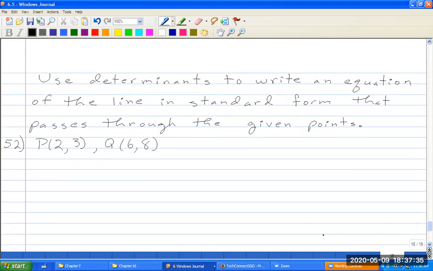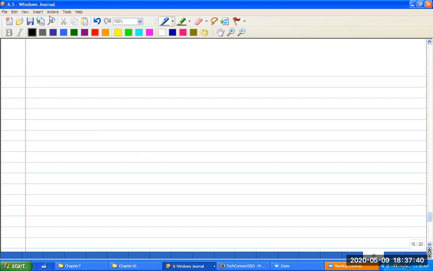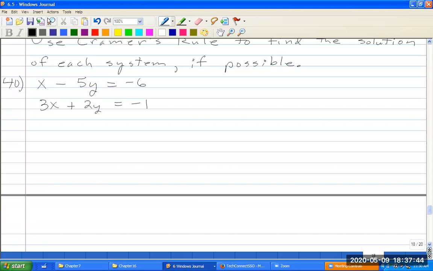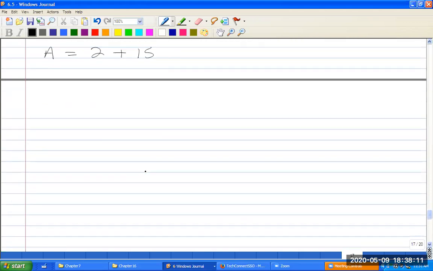Problem number 40. Let's look at the determinant of the coefficient matrix. So let A equal the determinant of [1, 3; -5, 2]. This is going to equal 2 minus -15. So A is equal to 17, which is not 0. So that means that I can proceed. I can use Cramer's rule. Since it's not 0, Cramer's rule is applicable, so let's try to solve this system using Cramer's rule.